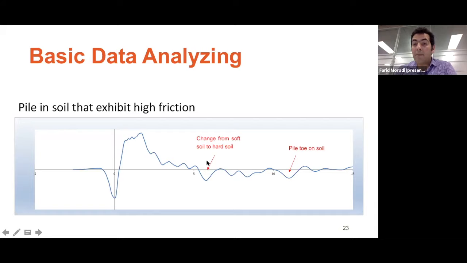But we went back to the data from the construction records, and we understood that at this location, at a depth of near 6 to 7 meters, the surrounding soil switched from very poor soil to rock. It was not really hard rock, but it was rock of good quality. Based on our interpretation, that peak was correlated to the switch from very poor soil condition to good rock.